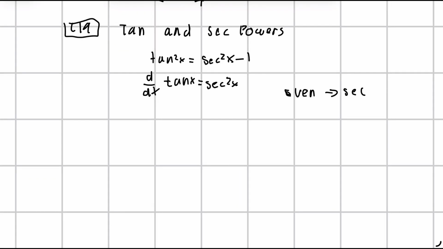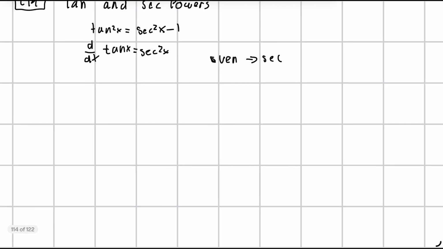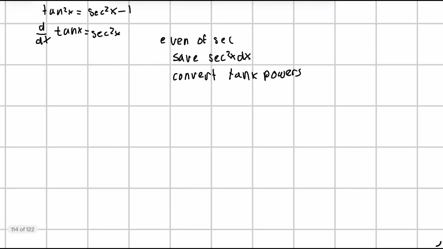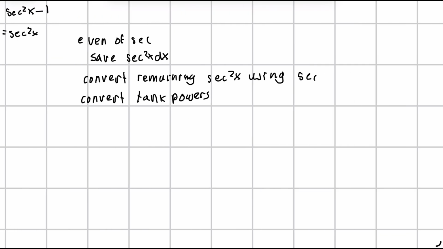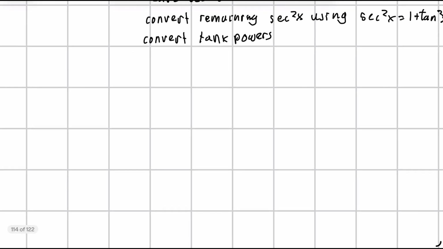Now, when we have tangent and secant powers for case 19, we have tangent squared of x is equal to secant squared of x minus 1. So we have that secant squared of x is equal to the derivative of tangent of x. So basically, if you have even powers of secant, you're going to save your secant squared of x dx, and you're going to convert your remaining tangent x powers. So first of all, we're going to save our secant squared of x dx, then we're going to convert the remaining secant squared of x using the identity that secant squared of x is equal to 1 plus tangent squared of x, using your Pythagorean identity, right? So then we just integrate after this.